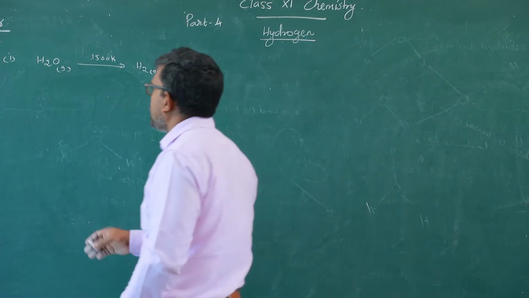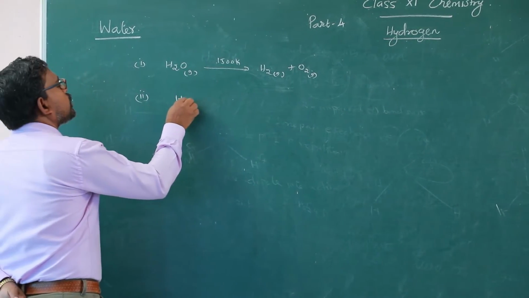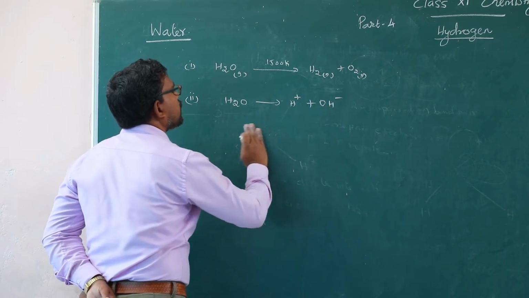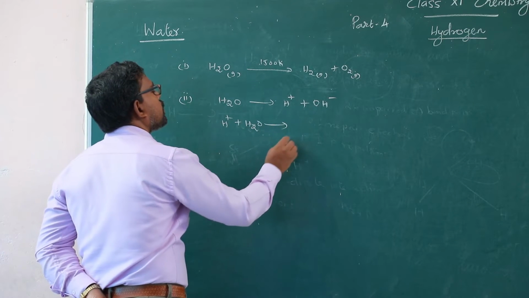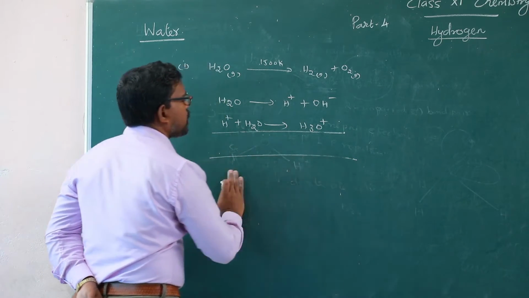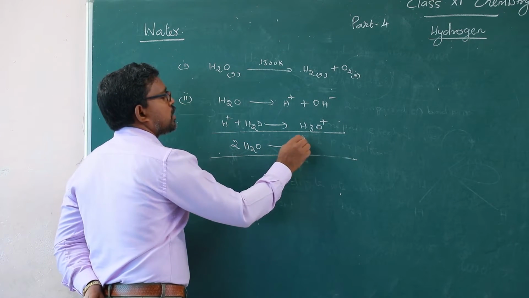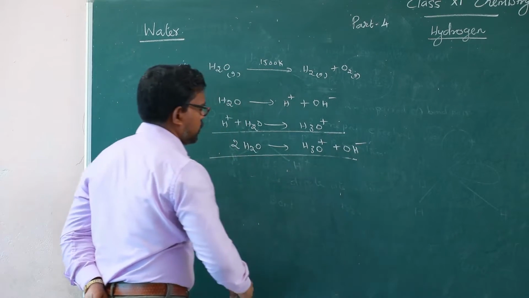So we know that the water molecule, H2O, partially ionizes to provide H plus and OH minus ions. This H plus combines with another molecule of water to give the hydronium ion. Combining these two equations, 2 molecules of water on dissociation give H3O plus ion and OH minus ion.